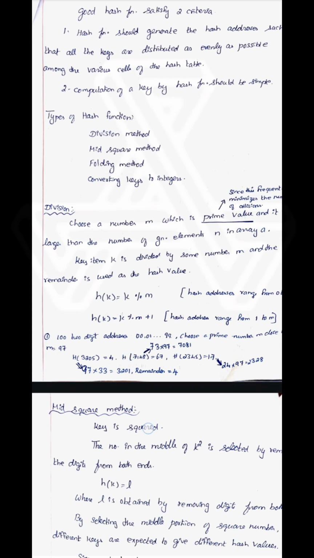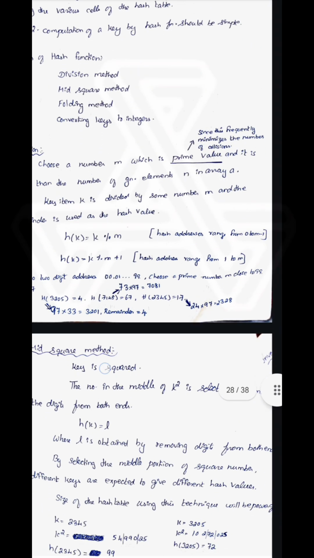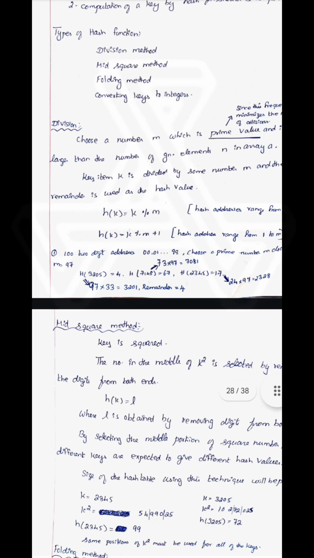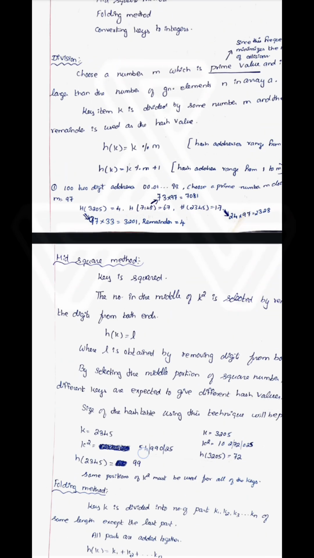Types of hash function: division method, mid-square method, folding method, and converting keys to integers. First, the division method. Choose a number m which is a prime value and larger than the number of given elements n in the array. The key item k is divided by m and the remainder is used as the hash value. h(k) equals k modulo m.